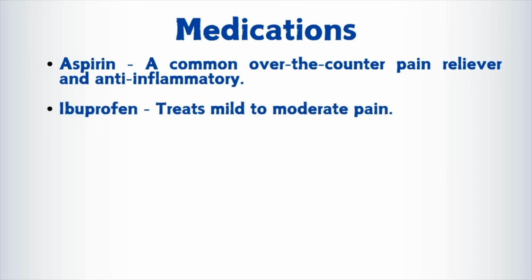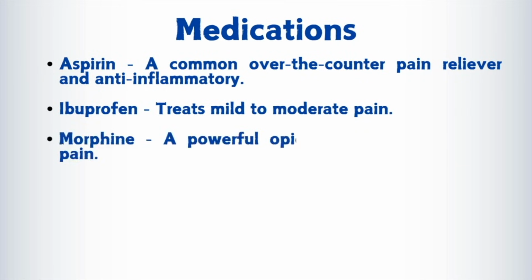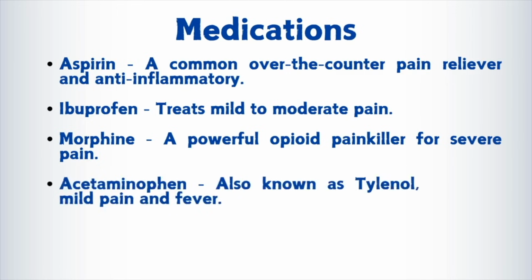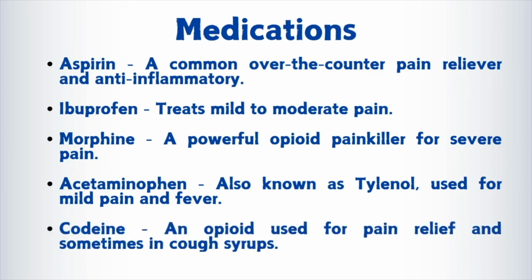Ibuprofen. This treats mild to moderate pain. Morphine. This is a powerful opioid painkiller for severe pain. Acetaminophen, also known as Tylenol, is used for mild pain and fever. Codeine is an opioid used for pain relief and sometimes in cough syrups.